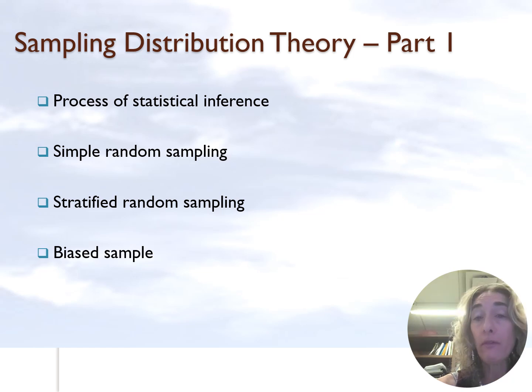In part one of the sampling distribution theory video, we're going to cover the topics of the process of statistical inference and how that unfolds, simple random sampling, stratified random sampling, and the concept of a biased sample.